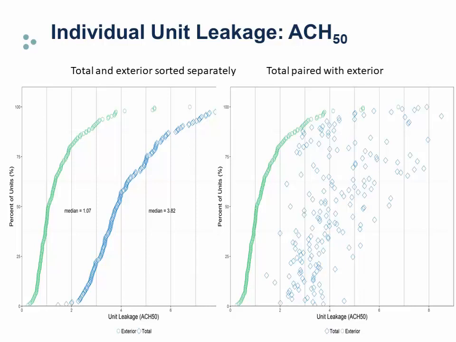However, for this chart, the results were sorted separately. The chart on the right has each unit's total leakage paired with its exterior leakage measurement. And as you can see, the results are not very consistent. If you look at the units that tested around 1 ACH 50 for exterior leakage, the range of total leakage varies from 2 to almost 6, and even tighter buildings that have very little exterior leakage can have ranges from 2 to even 4.5.